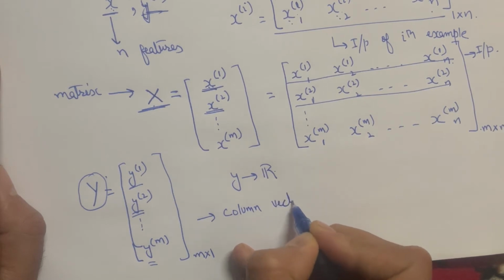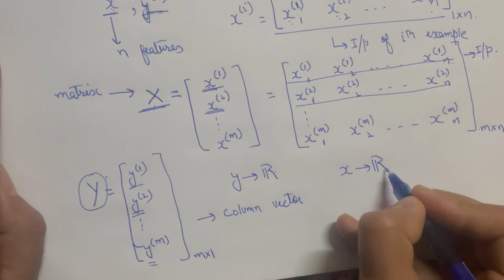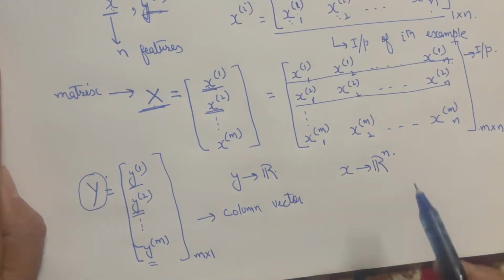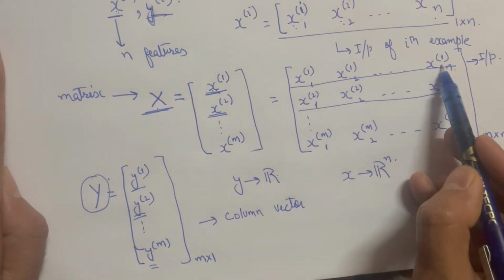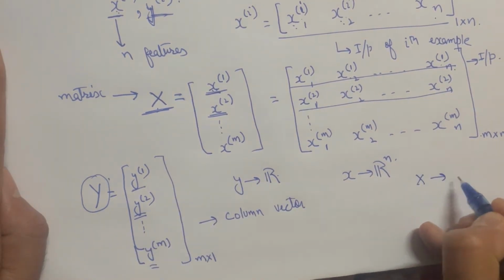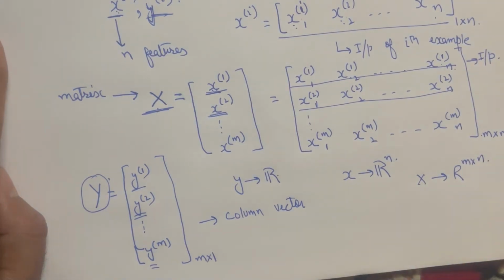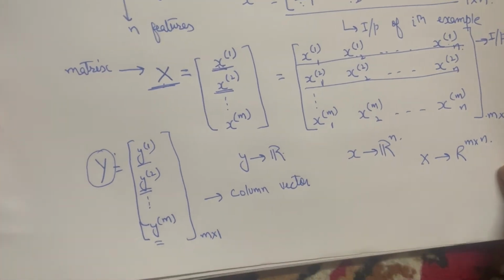You can see that every x is an n dimensional vector. N dimensional means that it has n different features, and our X is an m cross n feature matrix.